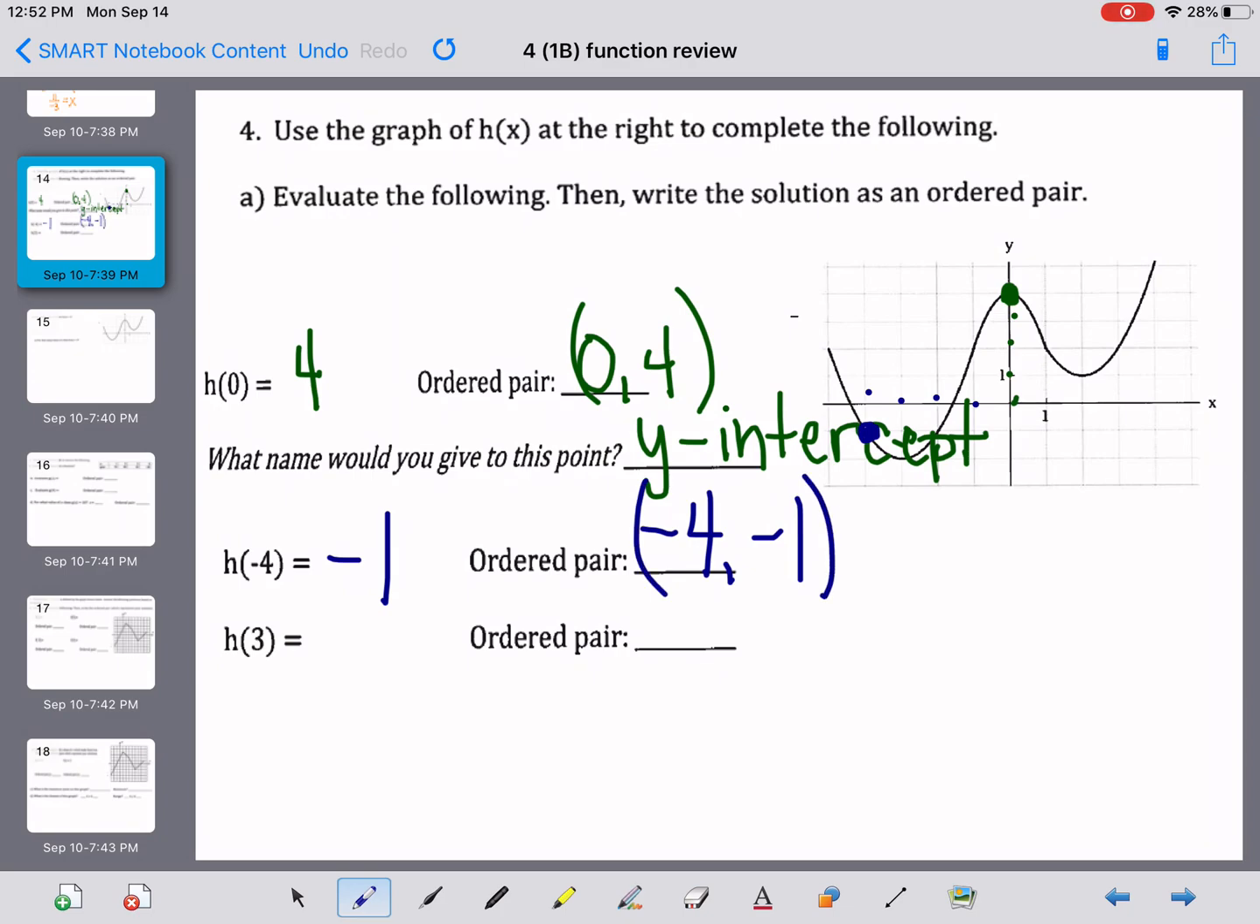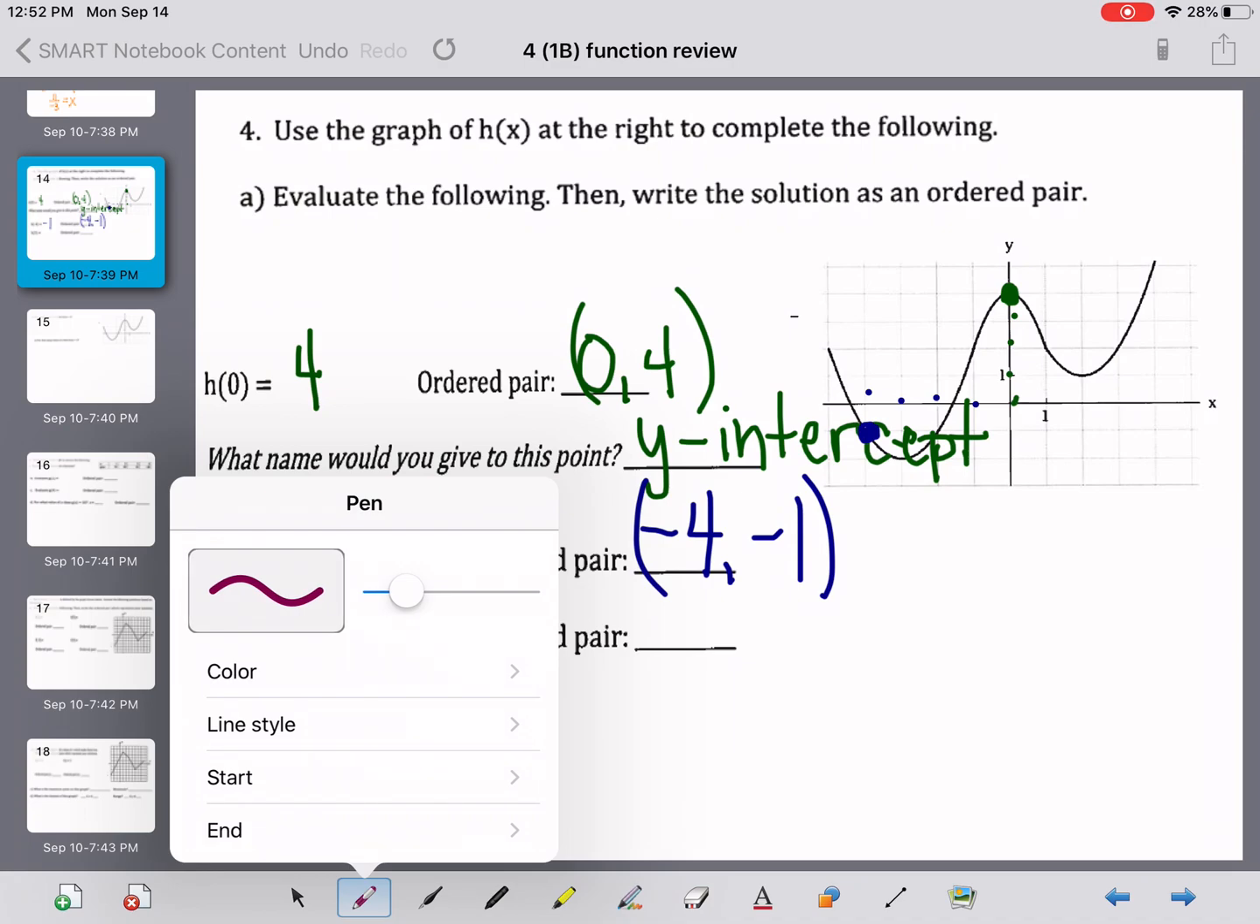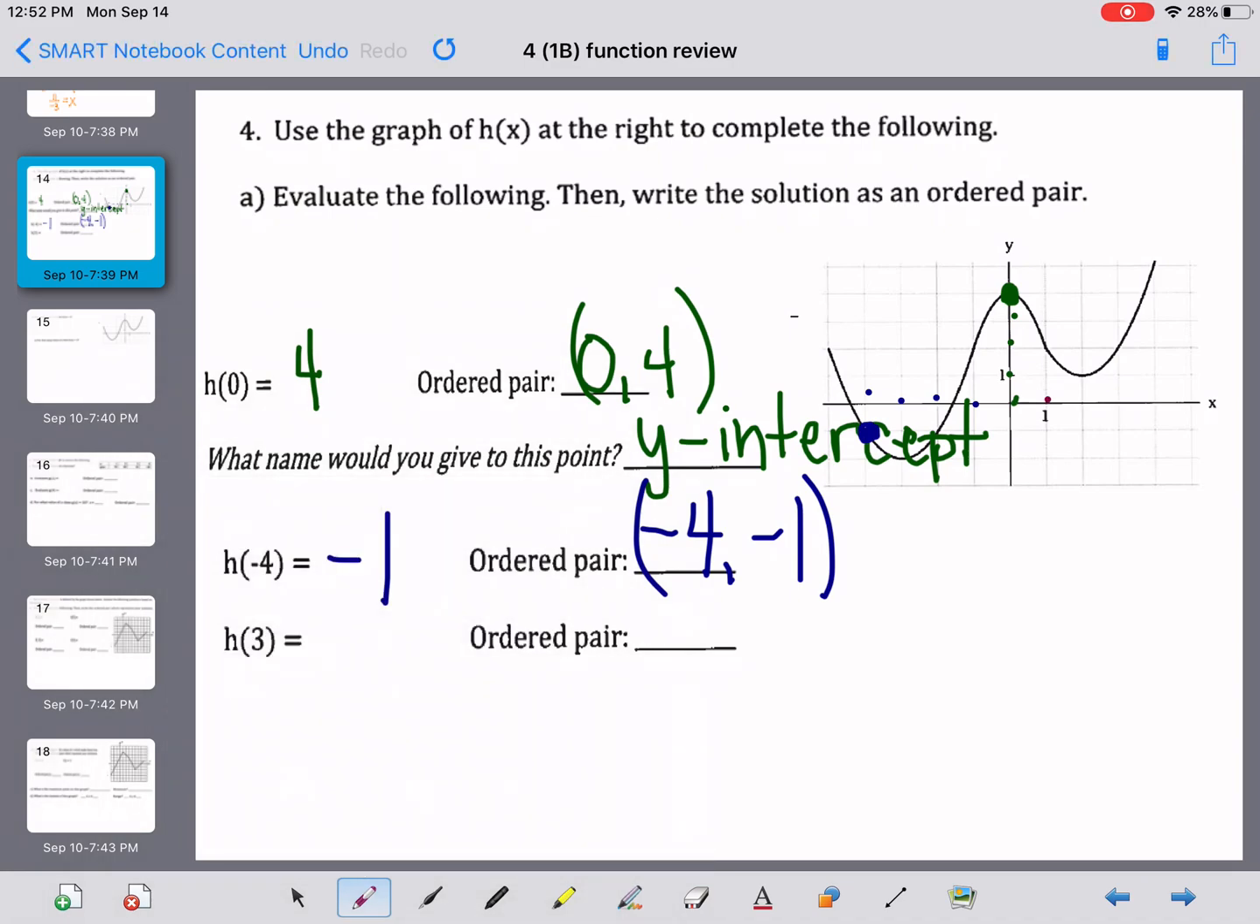And then finally, h of 3. So we're going to go, I'll switch colors one more time. H of 3, 1, 1, 2, 3. So where is our graph? It's at this point here, which is at 1, 2. So h of 3 equals 2. Our ordered pair is 3, 2.